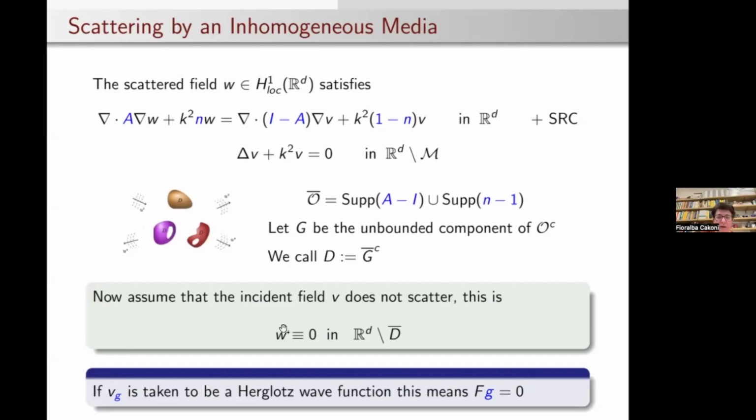I would like to have this w equal to 0 in the complement of D, in the exterior. That means that I'll have this equation. I write it in the next slide, but you can see it immediately here. We have this equation in D, and w is identically 0 outside D. If v happens to be a Herglotz function, then w equal to 0 would mean that the far field operator evaluated at g would be 0.